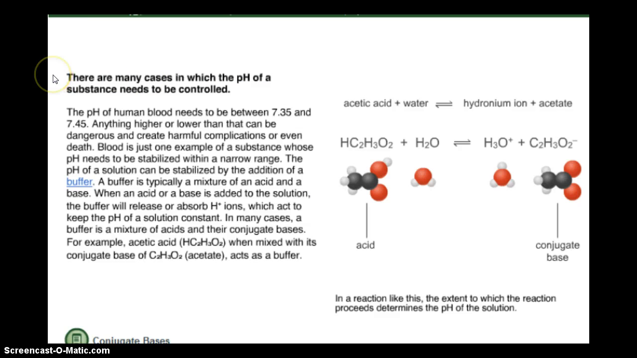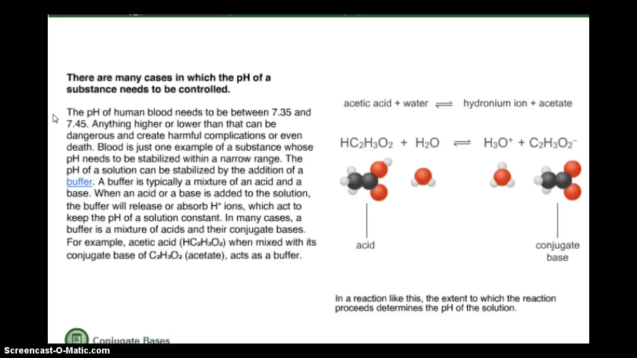There are many cases in which the pH of a substance needs to be controlled. The pH of human blood needs to be between 7.35 and 7.45. Anything higher or lower than that can be dangerous and create harmful complications or even death.